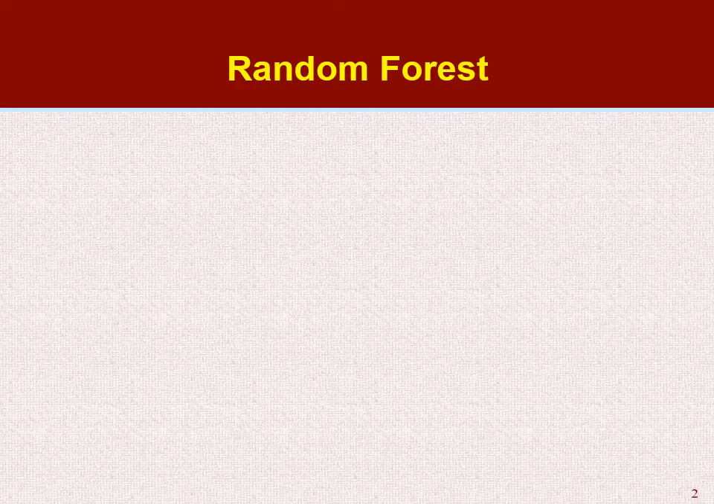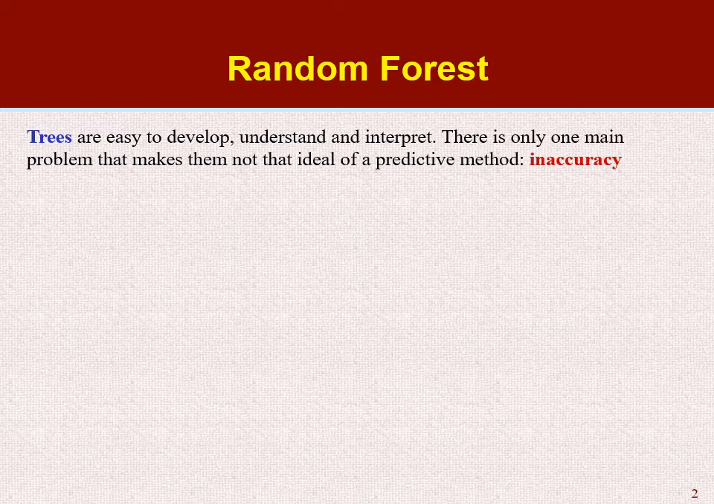Random forest. Decision trees are easy to develop, understand, and interpret. However, there is only one main problem that makes them not that ideal of a predictive method: inaccuracy. Despite the good and wonderful characteristics that decision trees have, such as being easy to develop, understand, and interpret, when it comes to prediction, they tend to overfit, and they tend to be susceptible to noise in training data. And that is unfortunate.